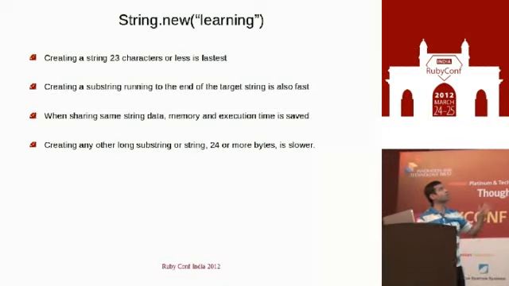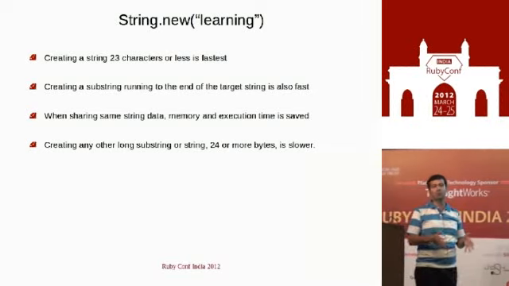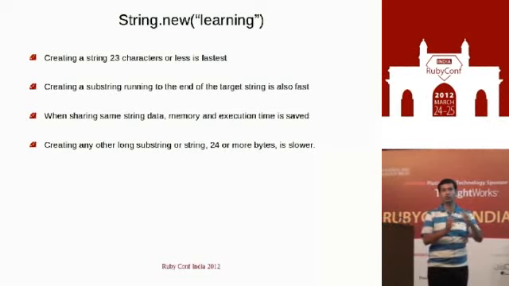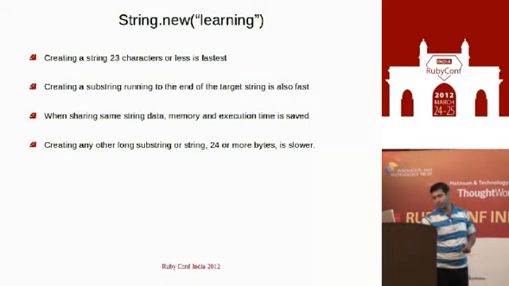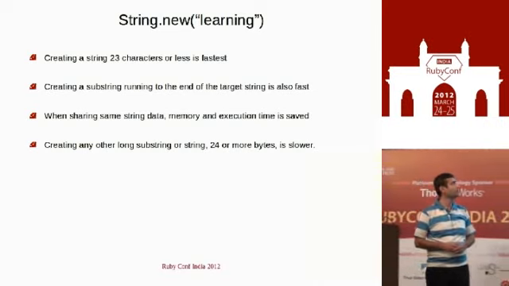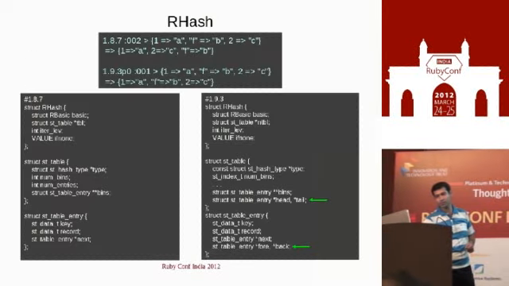Creating a substring running to the end of the target, like the example that we saw, is also fast because it shares the same memory. When sharing the same string data, both memory and execution time are saved because we are using the same data, and there is no special call to malloc. And we know in C the malloc or realloc calls are a little expensive. Finally, creating any other long substring or string of 24 or more bytes is slower. So this is how strings work inside Ruby and C.